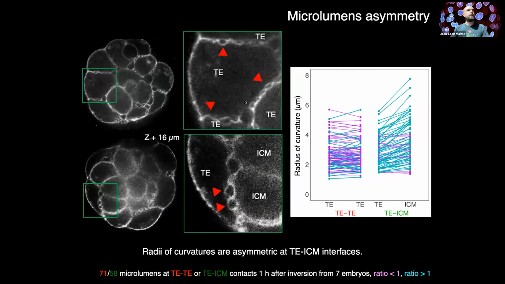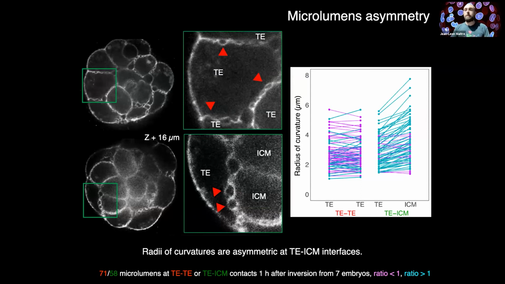Microlumens can be fairly symmetric, like this one, for example, or a bit more asymmetric, with a curvature on one side different from the other. And when they are asymmetric, they tend to bulge into the trophectoderm cell, not the ICM cell, which is telling us again that the ICM cells seem to be under a higher pressure than the trophectoderm cells.